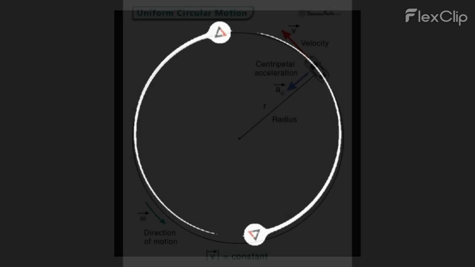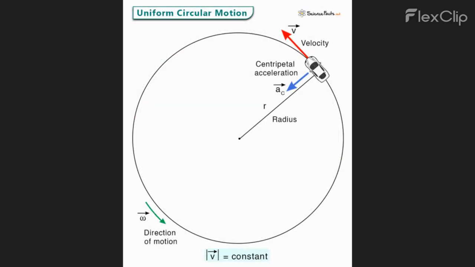To understand circular motion better, there are a few key terms you need to know. First is the radius, which is the distance from the center of the circle to any point on the circumference. Then we have velocity. In circular motion, velocity is always tangential to the path, meaning it's perpendicular to the radius at every point. Next, we have angular velocity, which measures how fast the object is rotating around the circle, and it's expressed in radians per second.